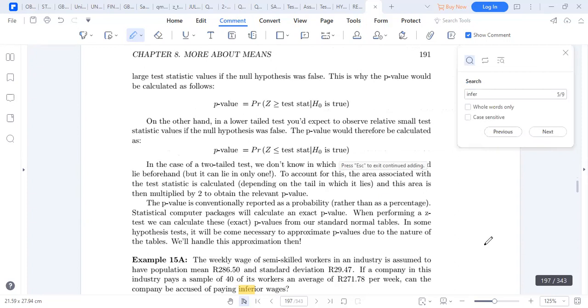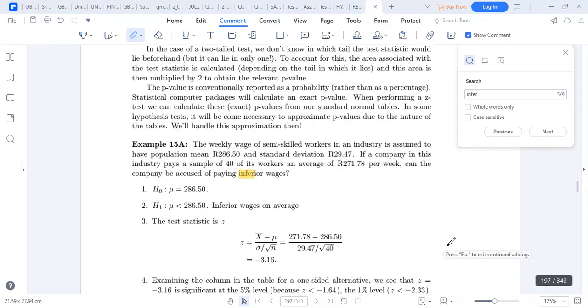Now let's look at question 15a, to identify the single-tailed test. So the weekly wage for workers in an industry is assumed to be normally distributed with a mean of what? 286, standard deviation, which is 29. The company in this industry has a sample of what? 40. And the average is 271.